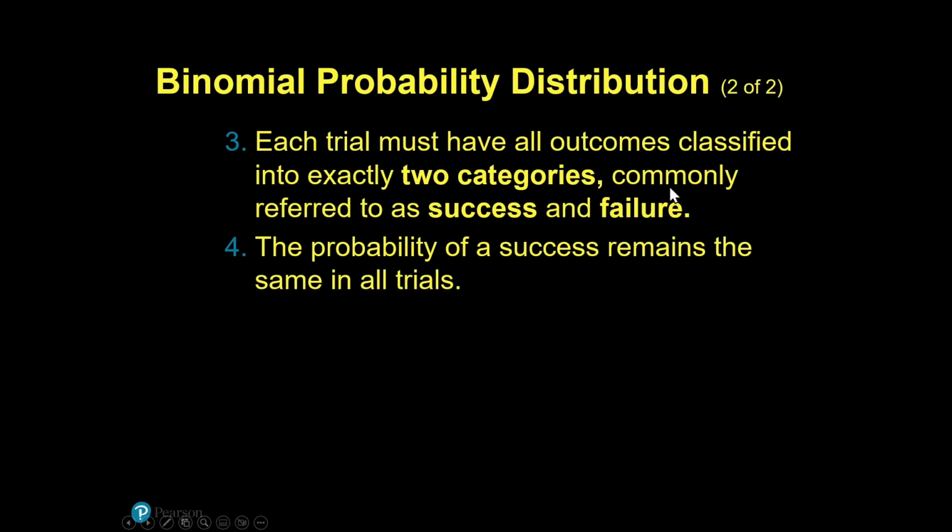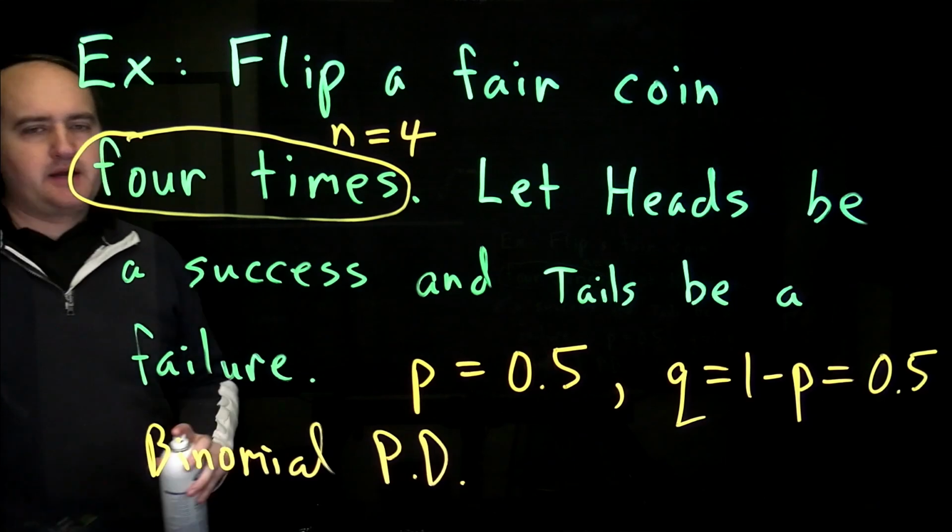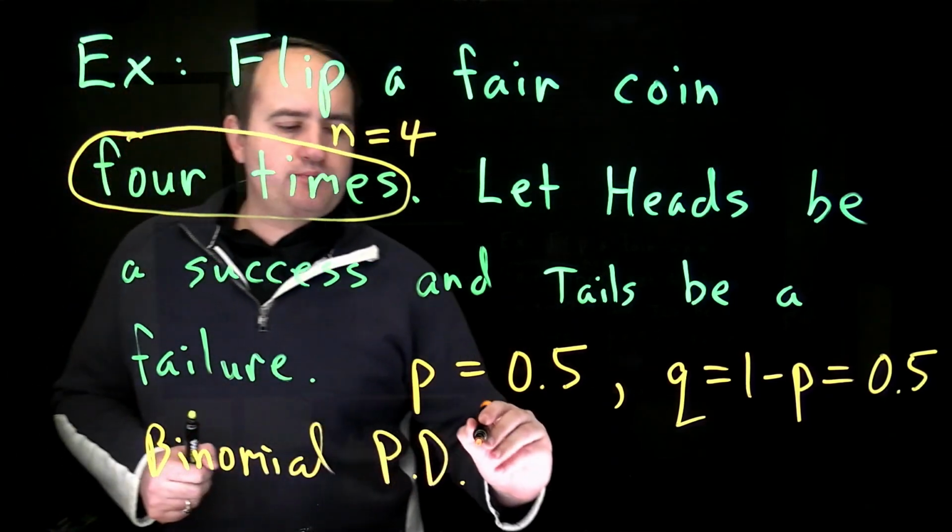Condition number 3, well, there are only 2 outcomes, heads or tails, and here we're just deciding to let heads be a success and tails be a failure. So there are only 2 outcomes, and the probability of a success remains the same in all the trials. So as you can see, this example that we just did is definitely a binomial probability distribution.